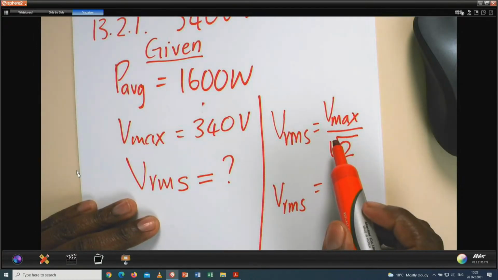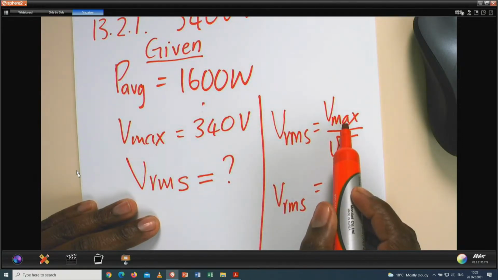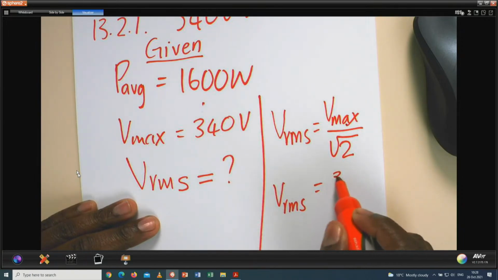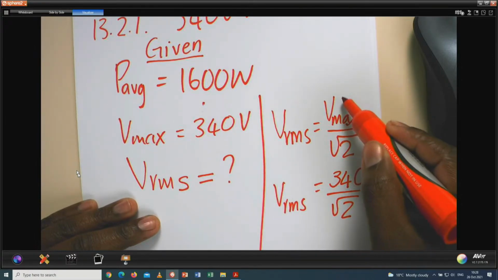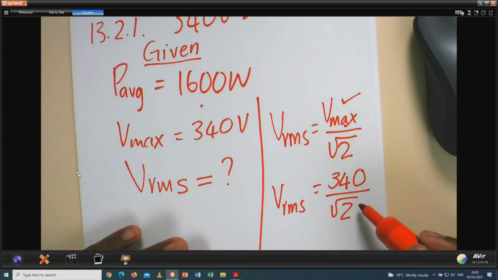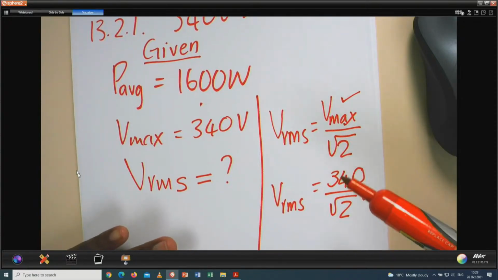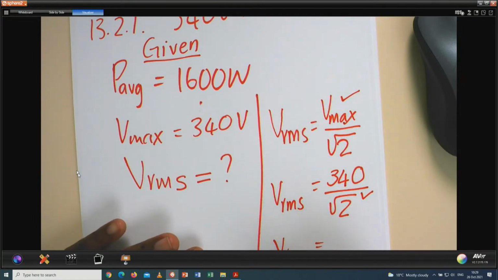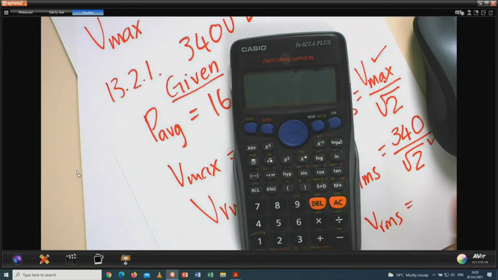So substitution means where there is Vmax, we write the value of Vmax. So here is Vmax, and the value of Vmax is 340. So where there was Vmax, we are going to write the value of Vmax. Then we have root 2. This 1 mark, you got it from the formula sheet. And then the second mark for your substitution, 340 over root 2. Remember, in order for you to get this first mark, you must at least attempt to substitute into the formula.